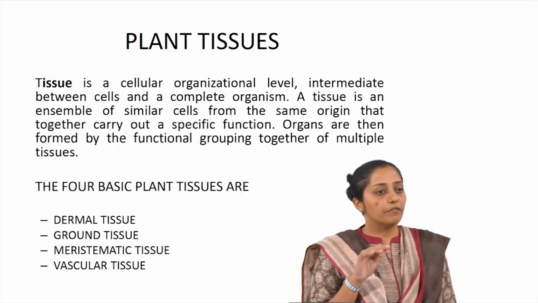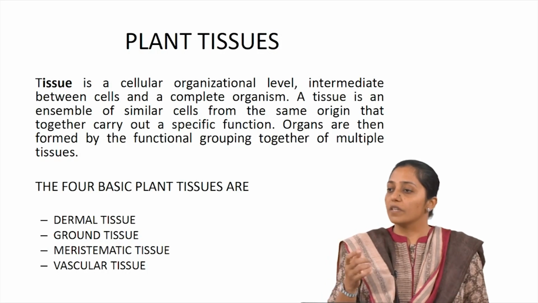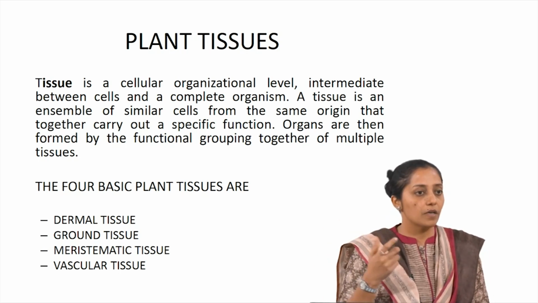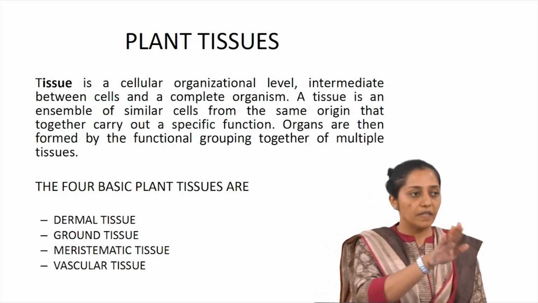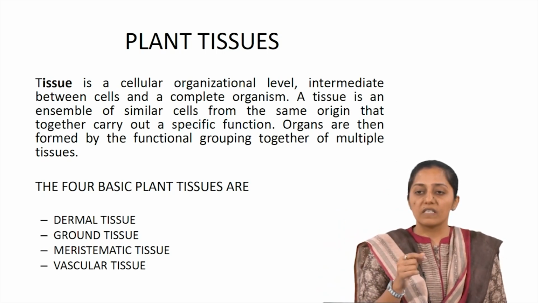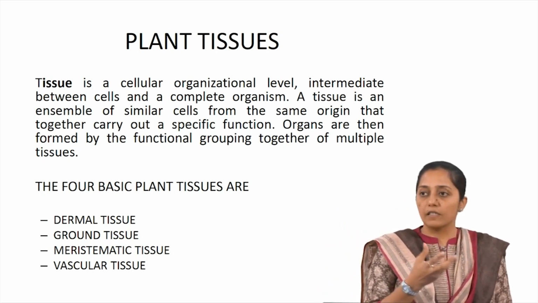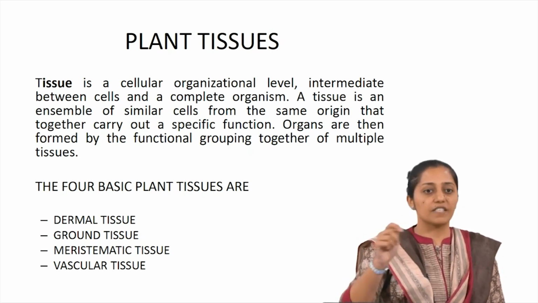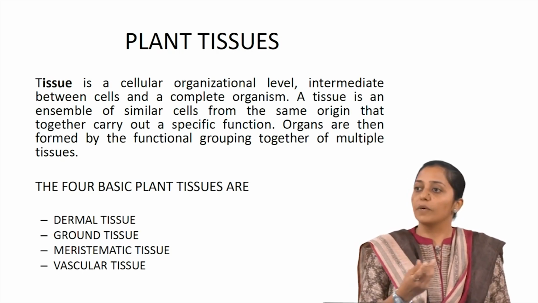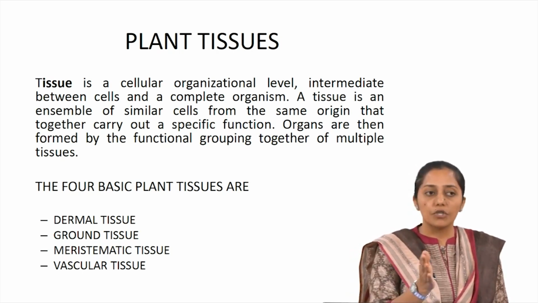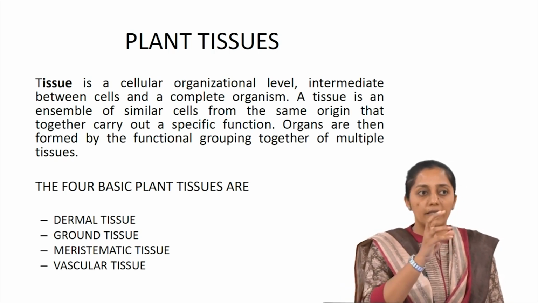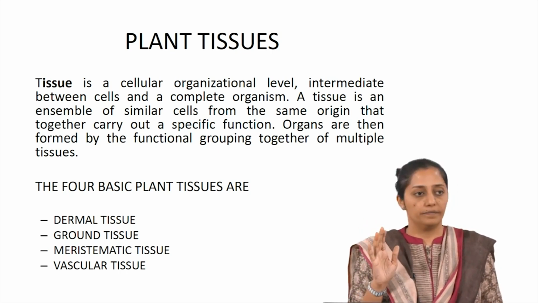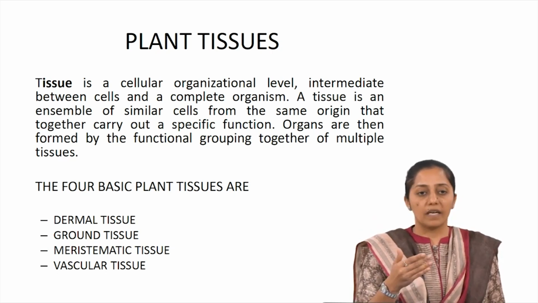So now, talking about the different tissues in the plant, what is a tissue? We have heard about tissues, we have heard about cells, then organs. So what is a tissue? It is somewhere between the cell and the organ. A tissue is nothing but when similar cells from the same origin come together to perform a specialized function. Then they form a tissue. When a number of tissues carrying out different functions come together in a functional manner, they become an organ.